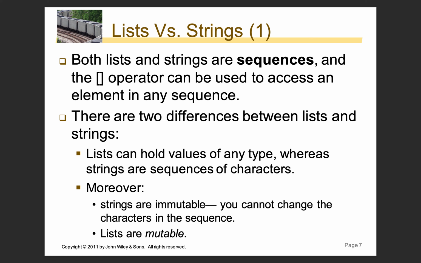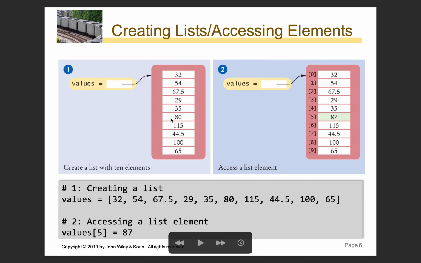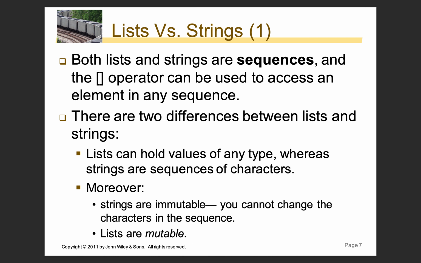Moreover, strings are immutable. You cannot change the characters in a sequence. So if you input a string, you cannot take the 6th entry of that string and change it to another value. They are immutable. The characters in that sequence are immutable. But a list is mutable. As you see here, we can just change the value in the index 5 position to another value. Okay. So lists can hold any type, whereas strings can only hold characters. Strings are immutable. You can't change the characters in the sequence, whereas lists are mutable. You can change the characters or the elements in the sequence.